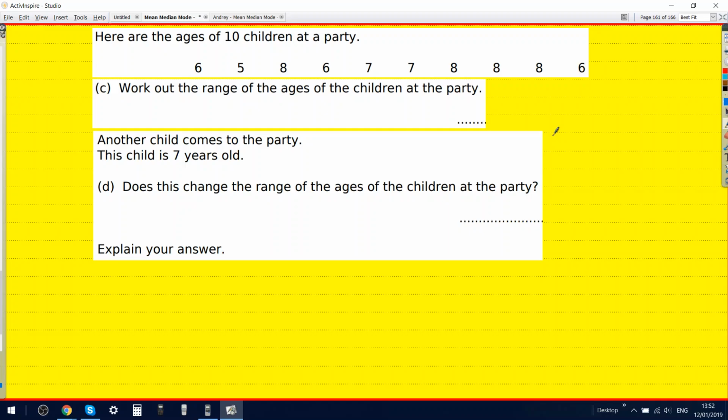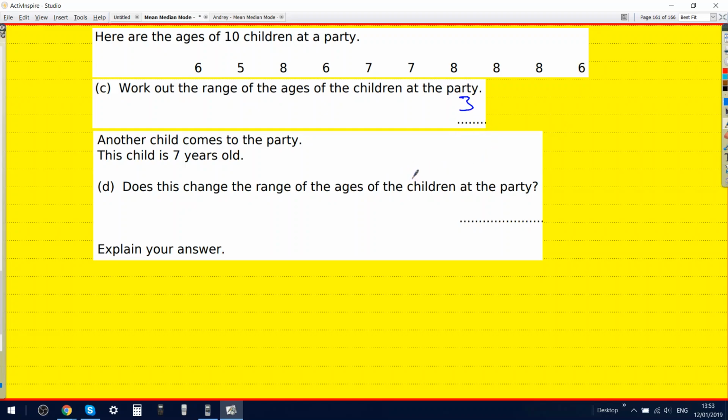Work out the range of ages of the children at the party. So the highest age is 8. The lowest is 5. So that's a 3-year difference. So 3. And B.